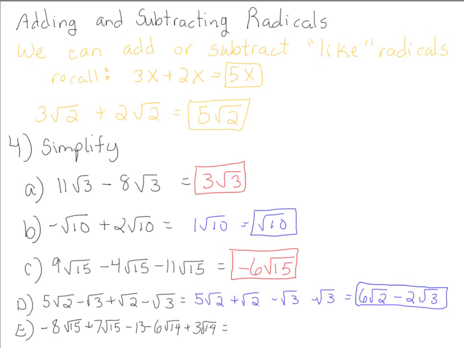So now first thing I need to do is write my like terms by each other. So I have a negative 8 and I have a minus 13. Oh look, I forgot my minus sign here. Let's fix this.